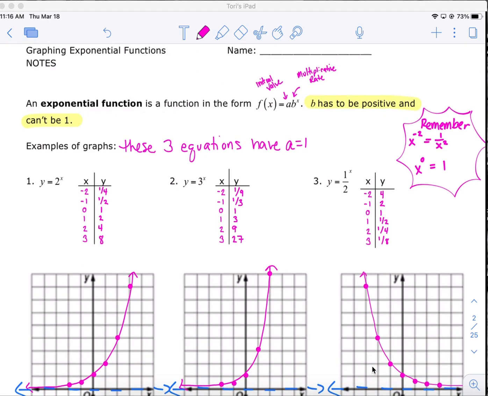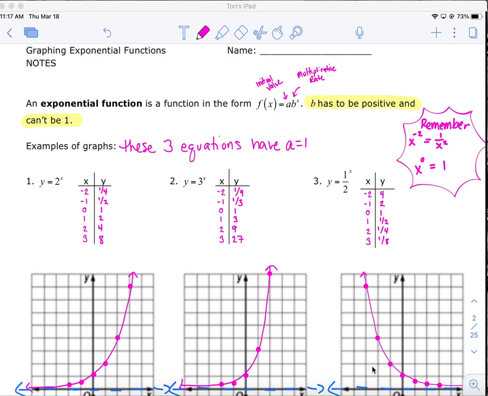So we have a couple rules. The b has to be positive and it can't be 1. If you think about multiplying by a negative, if you continuously multiply by a negative, it's going to jump back and forth. The number is going to get larger, but you would alternate between positives and negatives. For that reason, we are not going to be able to have a negative b. Second thing you can't have is a b that's a 1, because if you think about multiplying by 1 over and over and over, nothing would ever change.